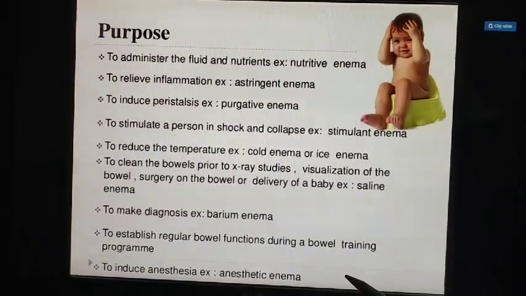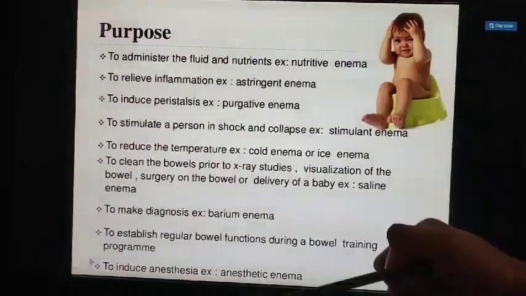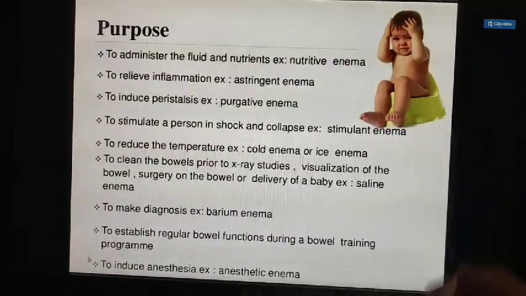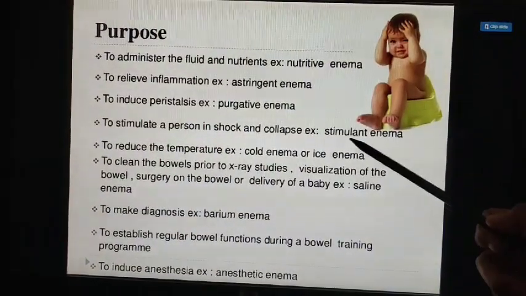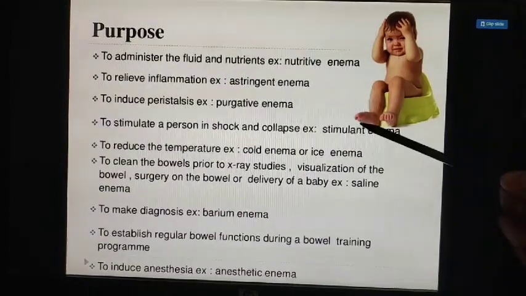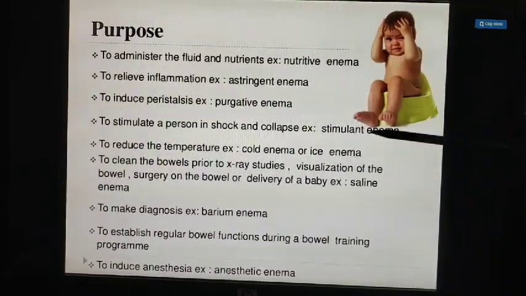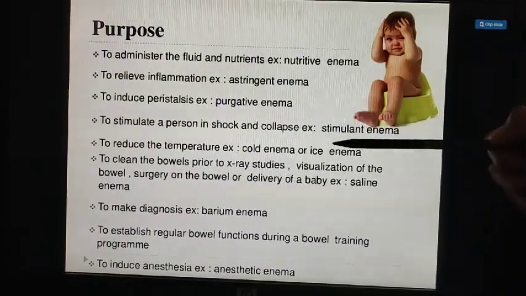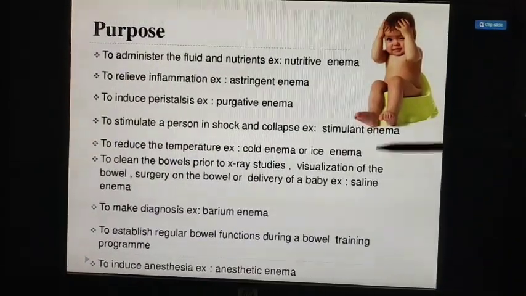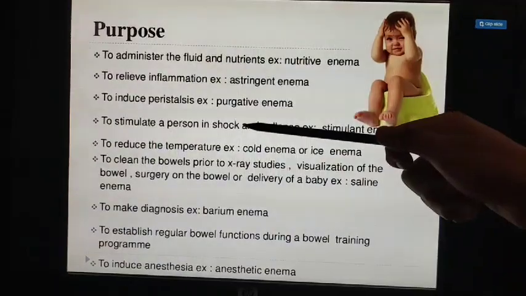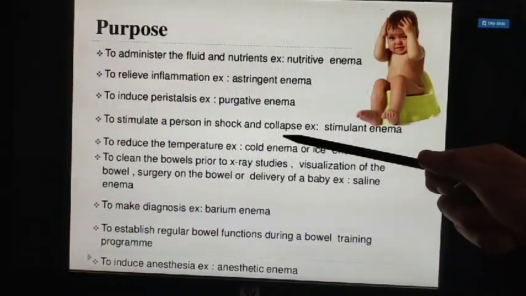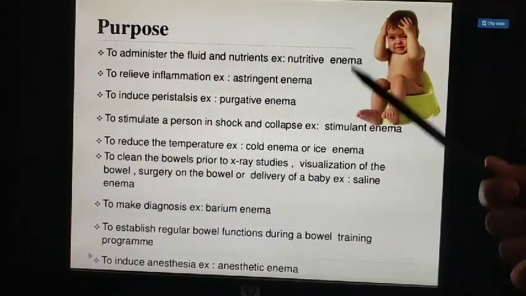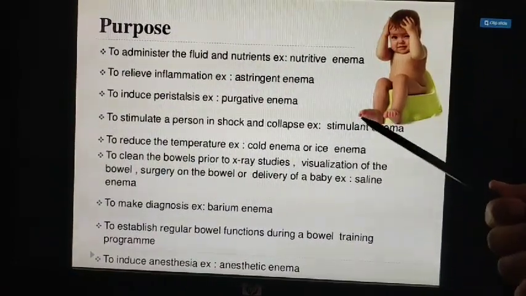Then is to stimulate a person in shock and collapse. In the case of shock and collapse, we introduce this stimulant enema. What happens now, if we introduce the enema in the lower bowel, all the blood vessels are very sensitive. So once the blood vessels are activated, we can treat the shock and collapse to some extent. We can't say this is a treatment, but we can do something better. That we call stimulant enema.